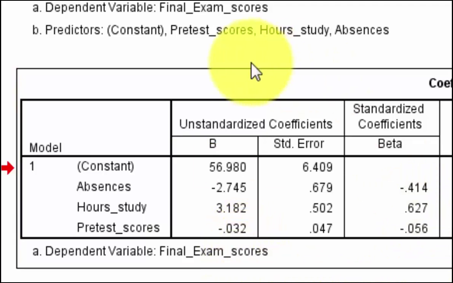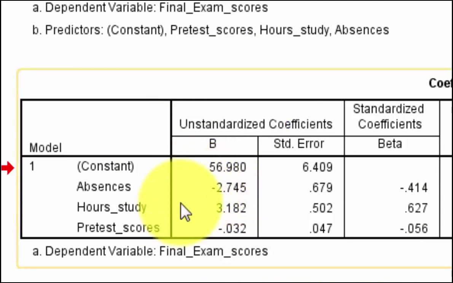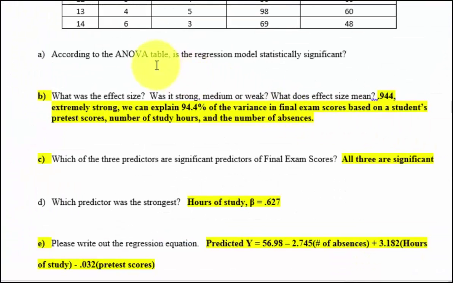So that's that, and we're going to use these values right here, the unstandardized B weights, not to be confused with the beta weights, the unstandardized B weights to write our prediction formula. So let me do that for you. Hold on real quick.